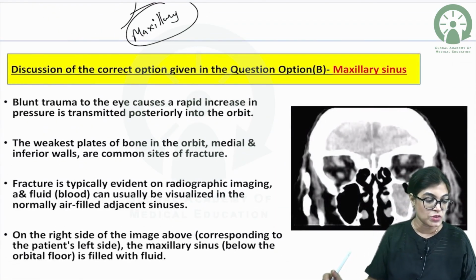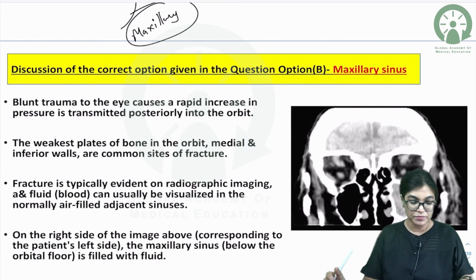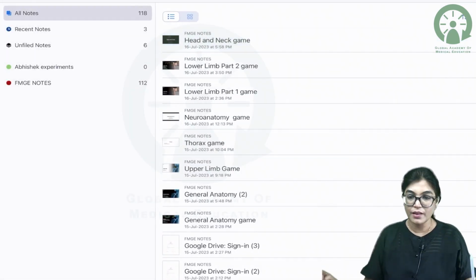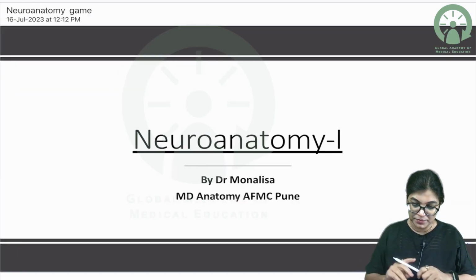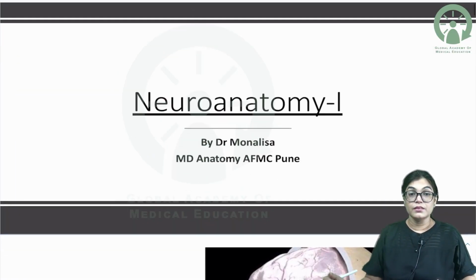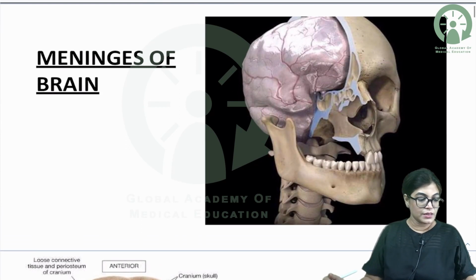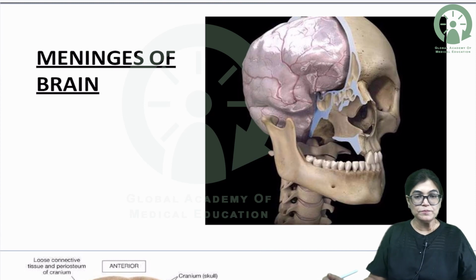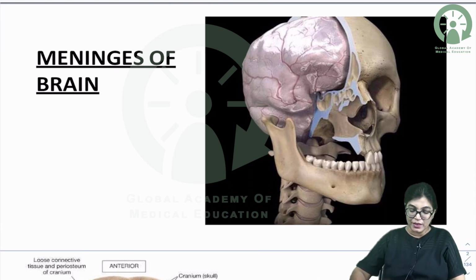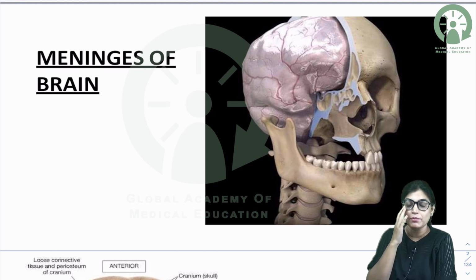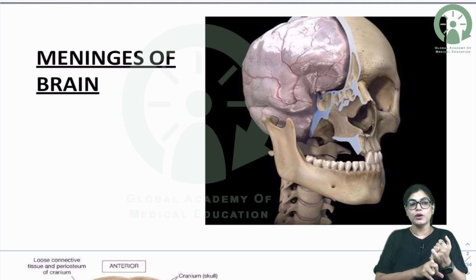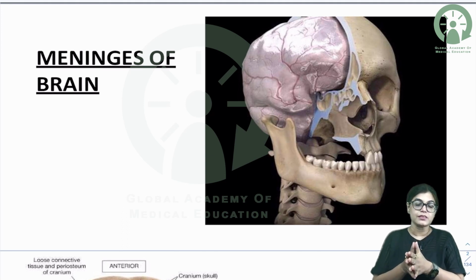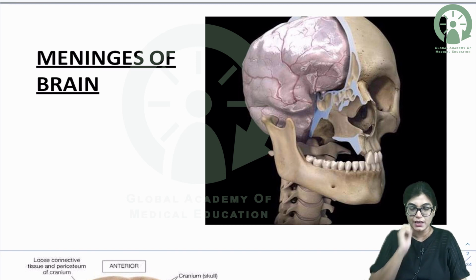Now I would like everybody to switch to the next topic, neuroanatomy. Okay, so let's move on to neuroanatomy. For a quick revision of important topics of neuroanatomy before your exam, I want everybody to know about the meninges of the brain, the cavernous sinus, all the cranial nerves, and all the foramina of the skull.